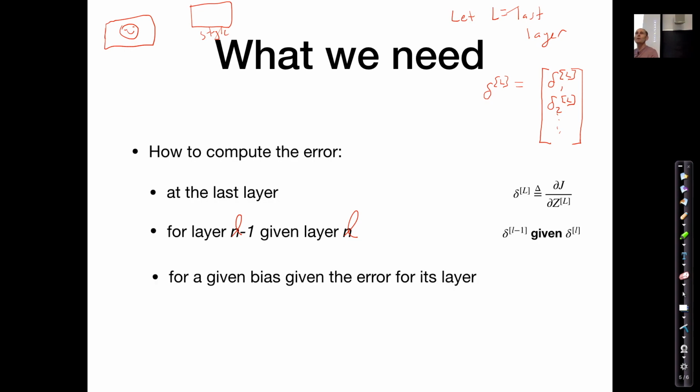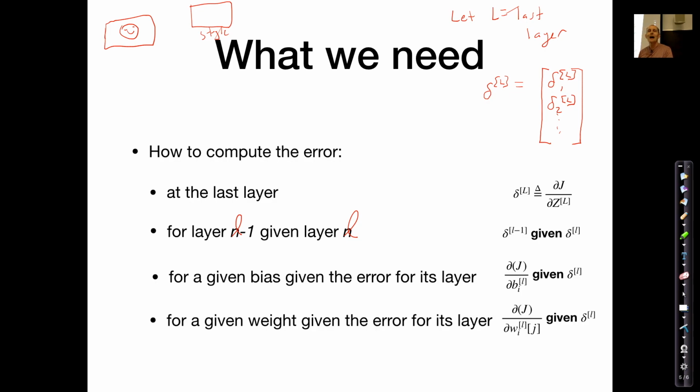We need to know what the error for a given bias is so that we can then go update that bias. So that's going to be the partial derivative of J with respect to a particular bias, given that we already have the error for that layer. So once we know the error for that layer, how can we find the error for a particular bias? And similarly, how can we find the error for a particular weight given the error for that layer?